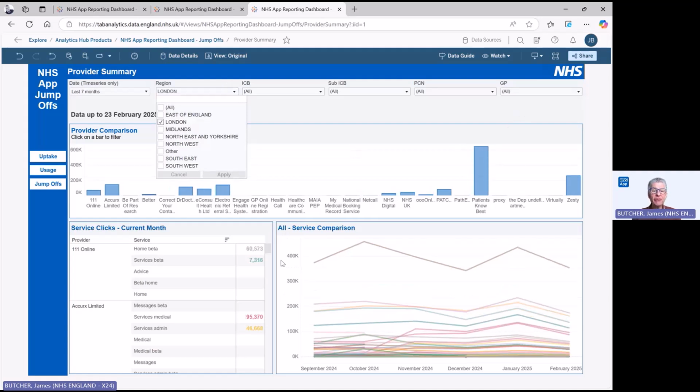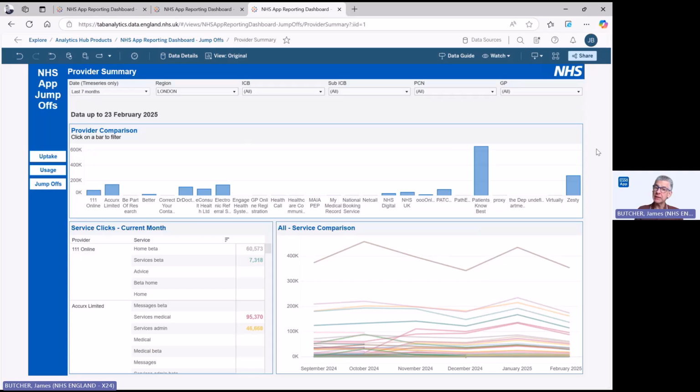So there we go. I can see on here already, Doctor, Patients Know Best, Zesty. These are patient engagement portal suppliers. They're surfaced in the app. I certainly know with PKB, there's been a long-standing project in northwest London with PKB, which is why I'm sure there's really, really high usage.